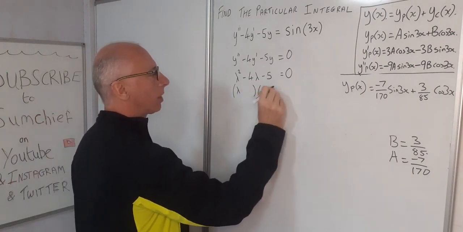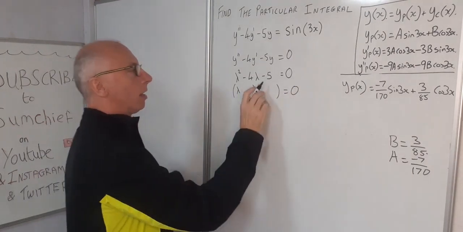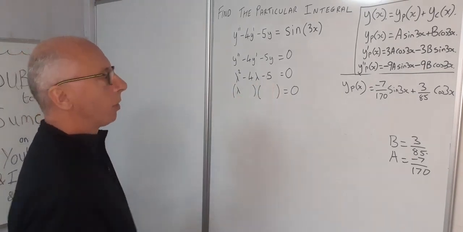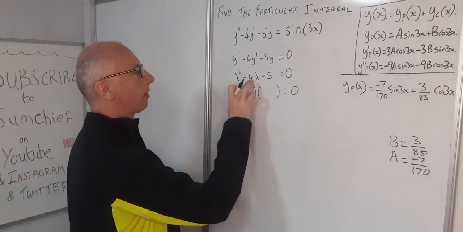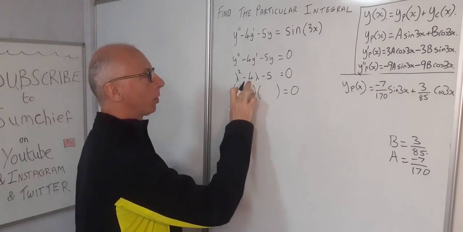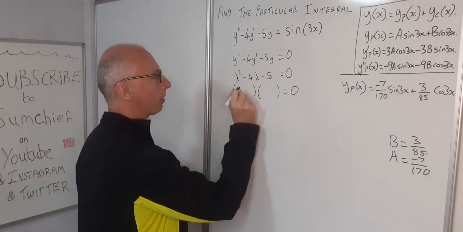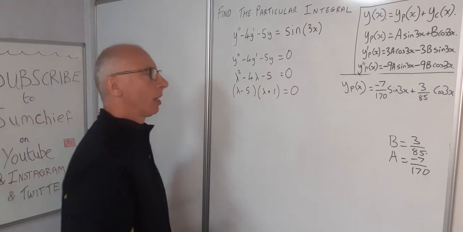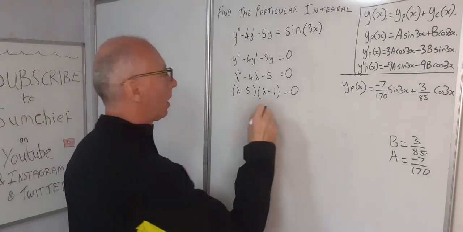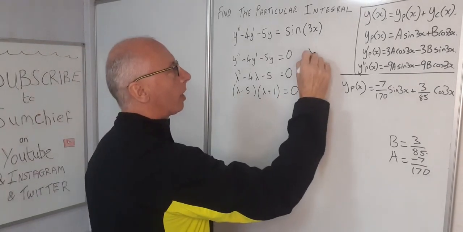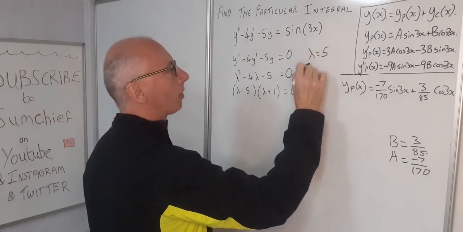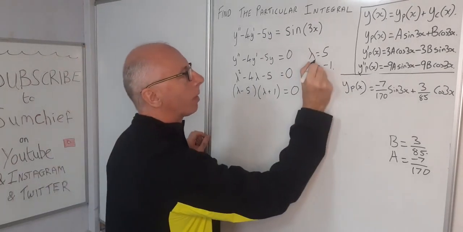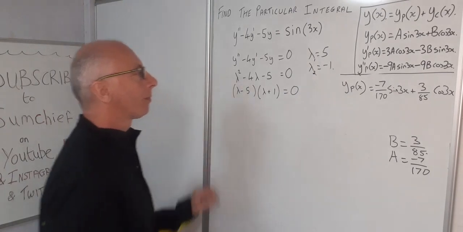Okay, so I've just got a quadratic here, which we can now solve. So lambda, so it's got multiplied by 5. So 5 and 1 will be our numbers we're going to need. So minus 5 will be added to with plus 1 to give us minus 4. So lambda minus 5, lambda plus 1. So therefore our solutions will be lambda equals 5 or lambda equals minus 1. So I'm going to call them lambda 1 and lambda 2.